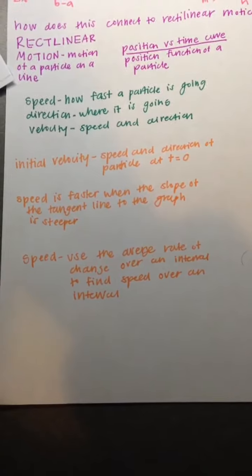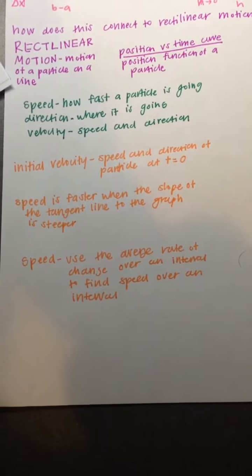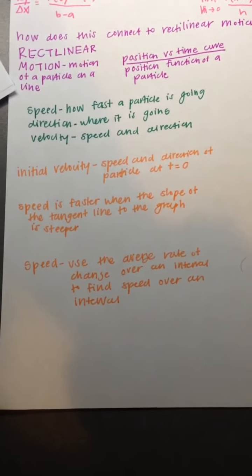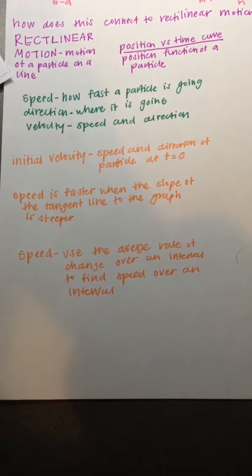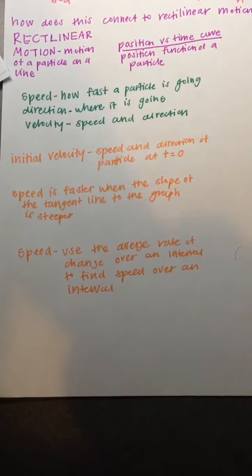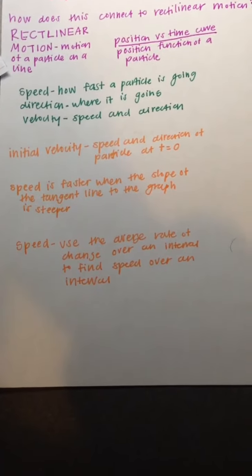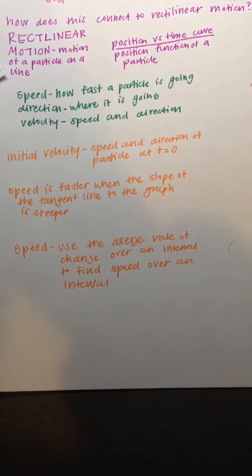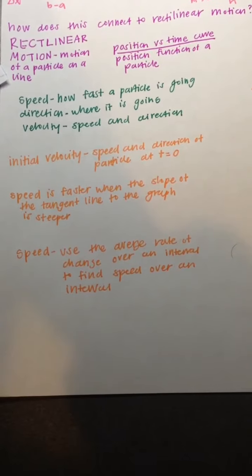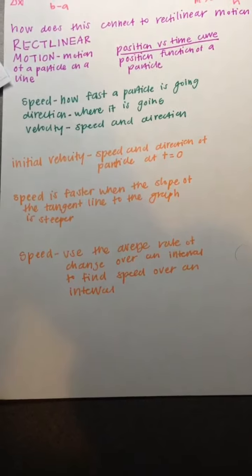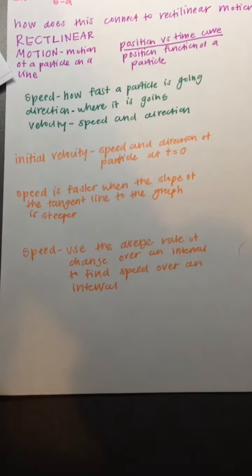The speed of a particle is faster when the slope of the tangent line to the graph is steeper. If you're given the position function and you want to figure out at what time the particle has a faster speed, you look at the slopes of the tangent lines to the graph. And to find speed over an interval, you use the average rate of change over the interval, so the slope of the secant line.